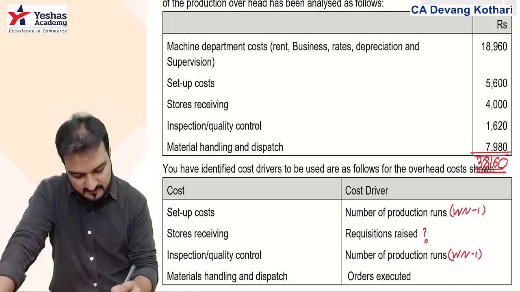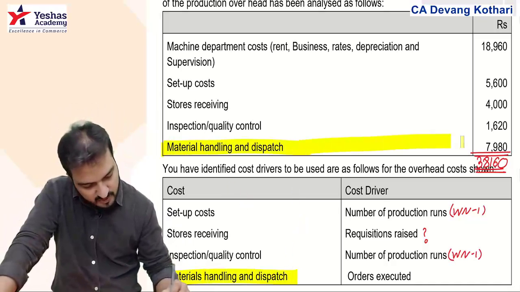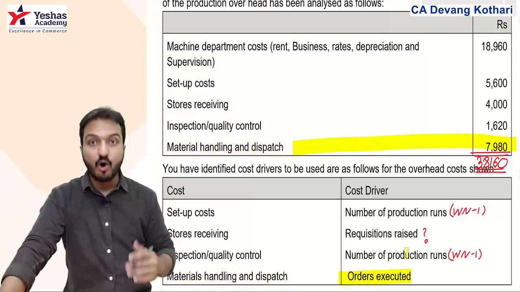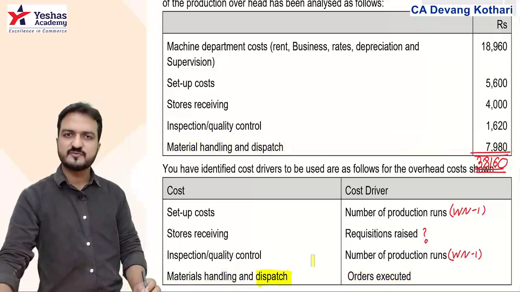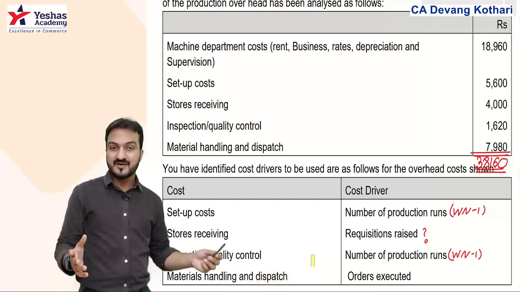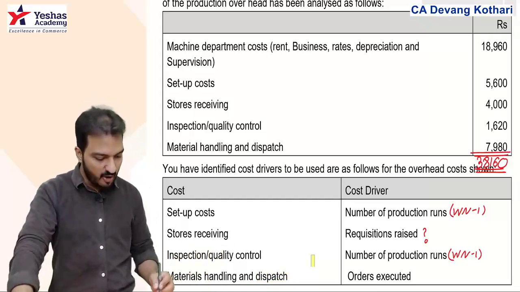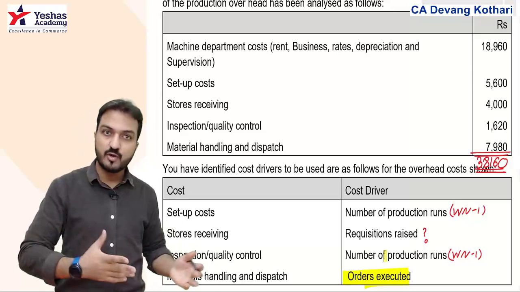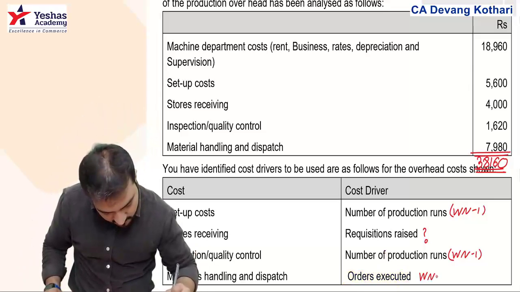And the fourth is material handling and dispatch activity, meaning this activity costing 7980. For that, they say that the cost driver should be the orders executed. Which orders? Look, when I say dispatch, what do you dispatch? Raw material or finished goods? Dispatch means the finished goods. Dispatch you do when you sell. So when they say orders executed, they mean sales orders executed. Are you given the number of sales orders executed? No. That also we need to find from working note 1.